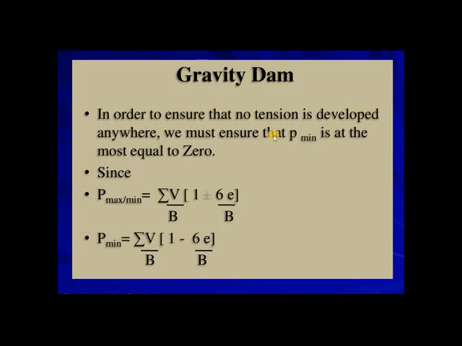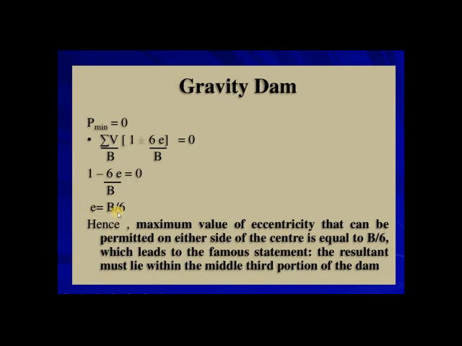So in order to ensure no tension is developed, we have to keep P min from being negative. It should be at most equal to 0. So P min can be set as 0. When you set it as 0, you find the equation e equals B over 6. So the maximum value of eccentricity e that can be permitted on either side of the center is B by 6, which leads to the famous statement: the resultant must lie within the middle third portion of the dam. B by 6 means the resultant force will lie within the middle third portion of the dam.